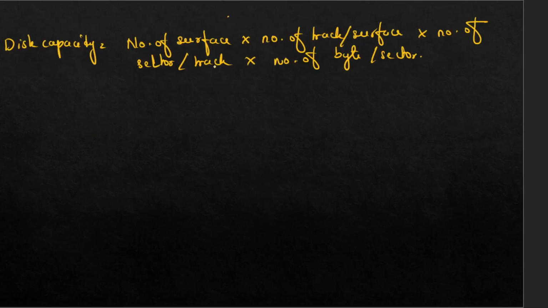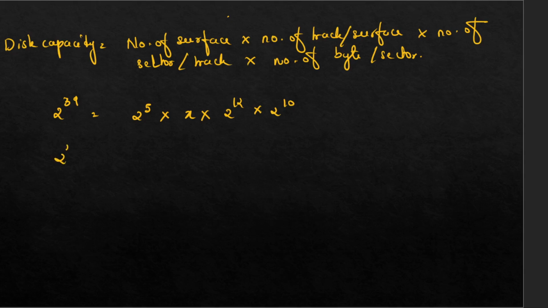Now let's put in whatever we have. Disk capacity we have as 2 to the power 39. After that, number of surfaces also we have, 2 to the power 5. Number of tracks per surface, this is the number of cylinders, nothing but x. After that, number of sectors per track is given as 2 to the power 12. After that, they have also given number of bytes per sector, which is 2 to the power 10.